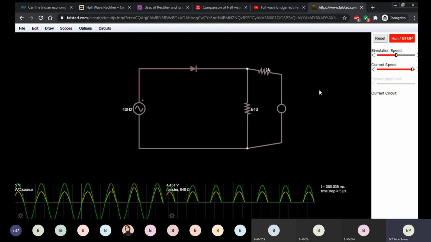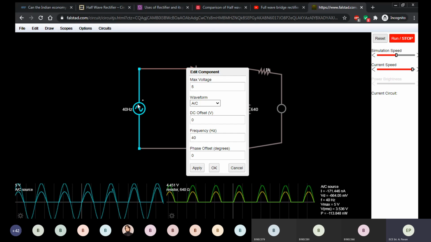Do you have any doubt in this? Anyone? Yes, sir. Do you have any doubt in this? No, sir. If anyone has any doubt in this, you can ask me. This is the half wave rectifier experiment that we did last week. This is how we get the half wave rectifier output. Is this okay? Now, if you would like to change the voltage, you can change it here. If you would like to change the frequency, you can change the frequency here.